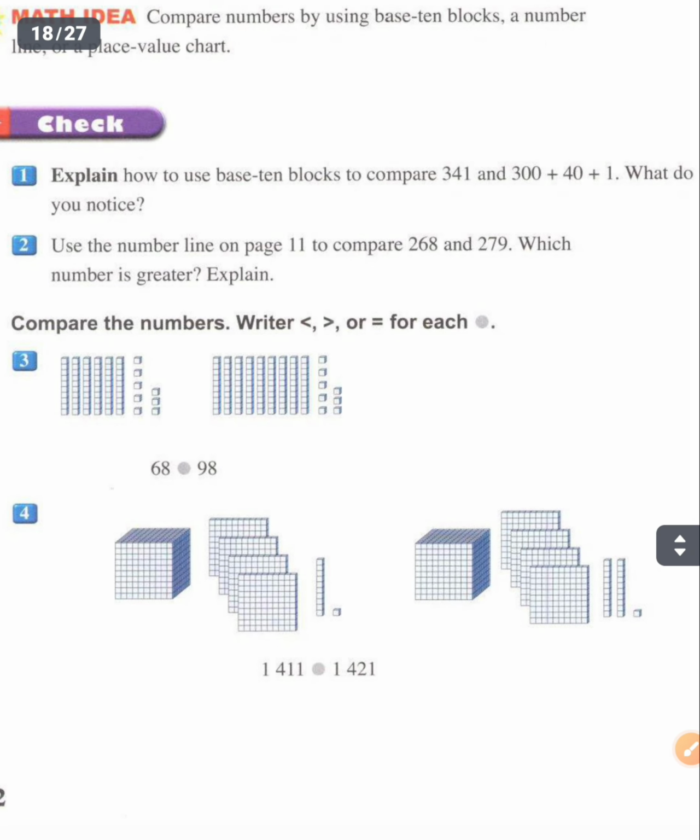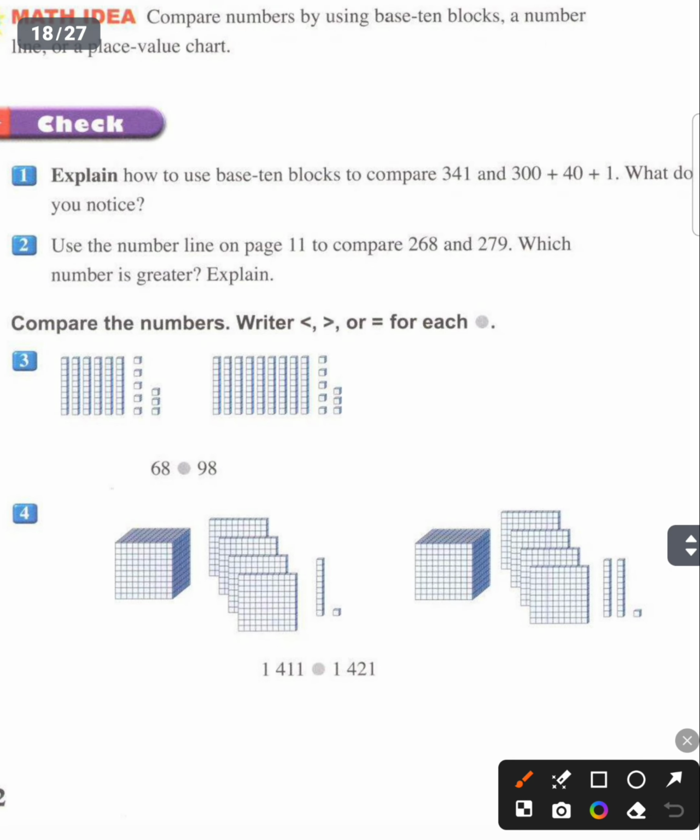And we have here a check. Questions number 1 and 2, you can do alone, and you can try if you are familiar with these 3 techniques. Okay, let's do questions number 3 and 4. Compare the numbers and decide which is greater, and we must write this symbol, this symbol, or this symbol. Okay, let's look. 68 and 98. Which one is greater? This.